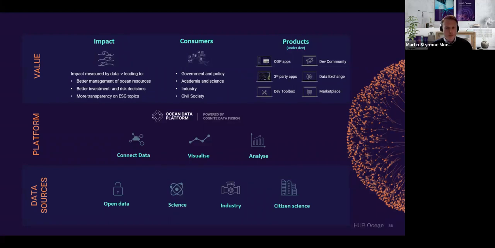And what we're trying to do is to connect all that data up in a common place where you can search and find the data. We create applications and tools so users can come in and visualize, analyze, and measure impact basically on their own. So this is what we're trying to do with the Ocean Data Platform. If you go to the next slide, please.